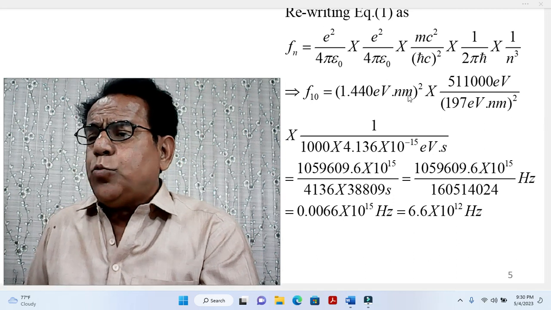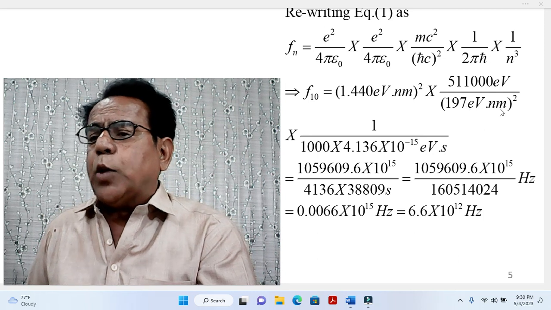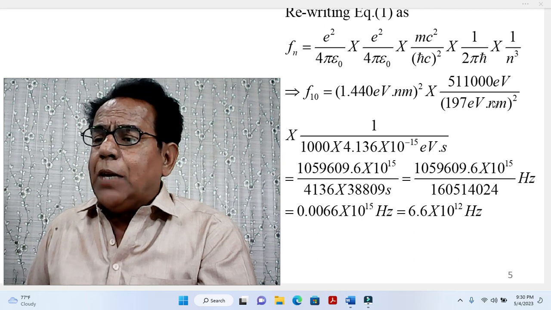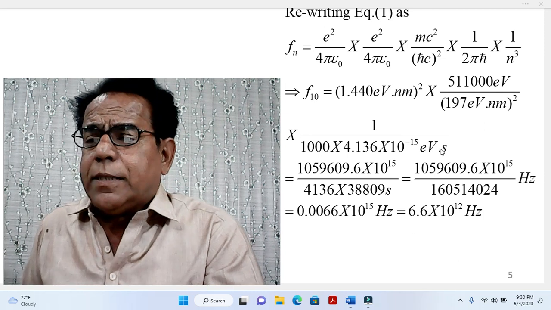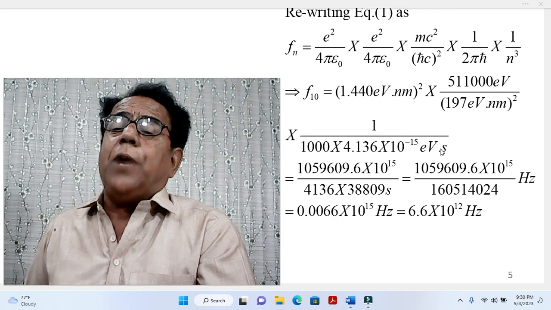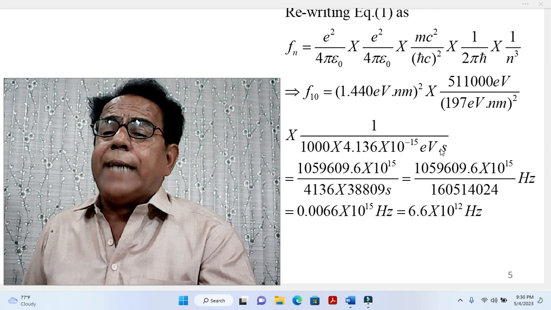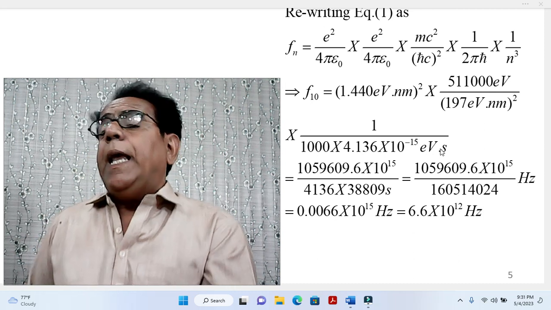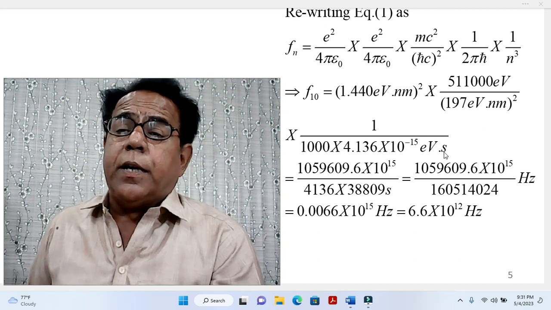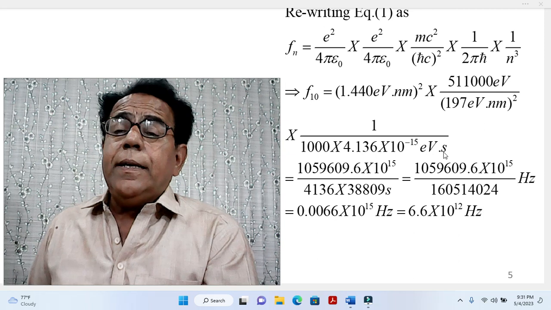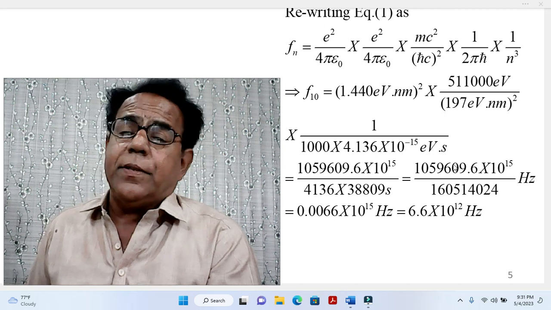Here, dear students, electron volt into nanometer square will be cancelled with the electron volt into nanometer square. Moreover, this electron volt will be cancelled out with this electron volt, and our solution will become only in the form of the unit second in the denominator, that is 1 over second or second raised to the power minus 1. And we know that 1 over second or second raised to the power minus 1 is equal to hertz. 1 hertz, Hz, is equal to 1 over second, second inverse.